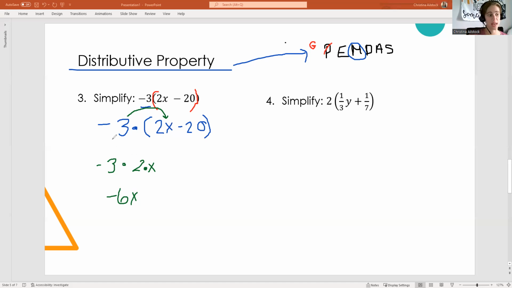When you distribute, that -3 is outside of the entire parentheses. So that means that -3 is going to be multiplied by everything inside the parentheses. So we're going to bring down our subtraction sign, and then we're going to take -3 times -20. What would be -3 times -20? That would be a +60.